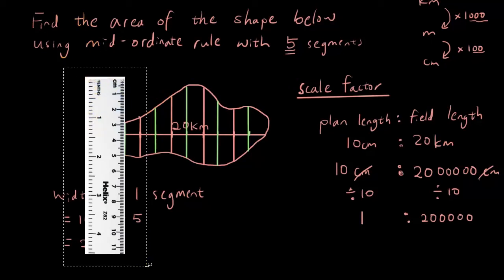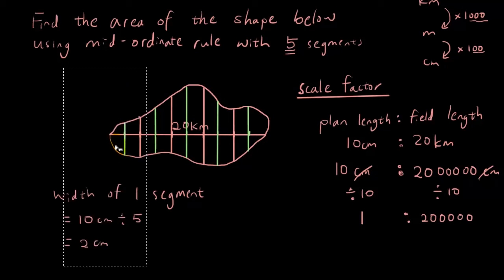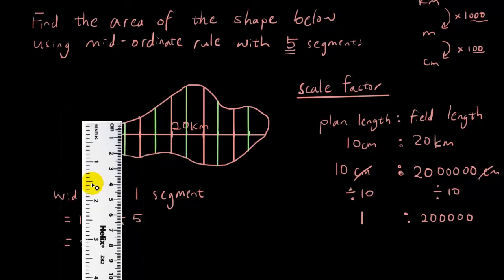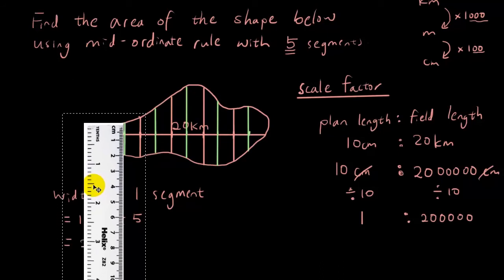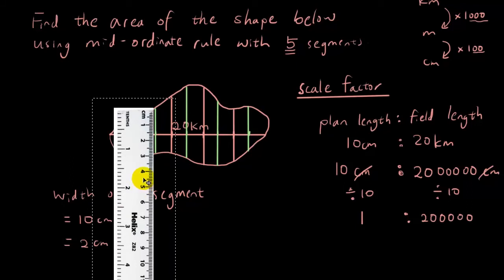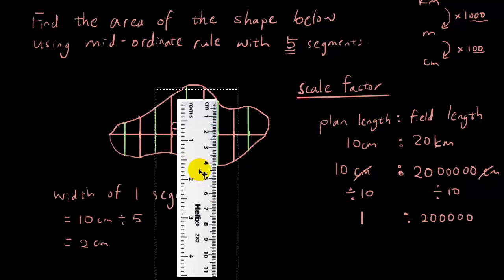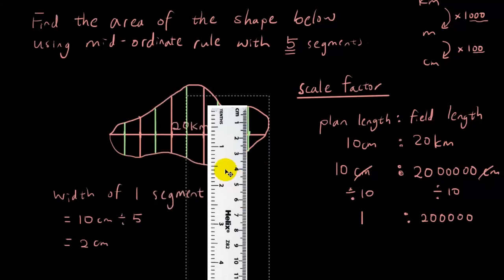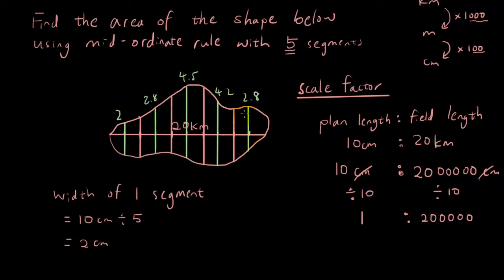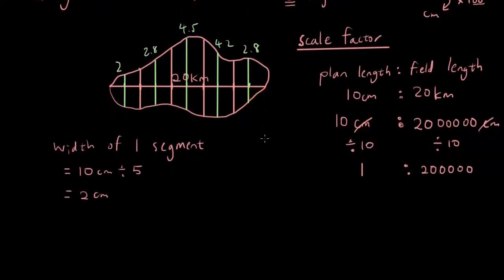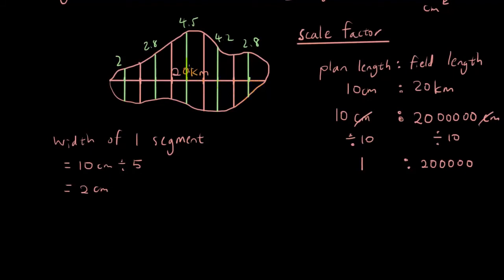And now we're going to measure each line and write the measurements down. So the first one is 2 centimeters, and then we have 2.8, 4.5, 4.2, and 2.8. So we have all of these mid-ordinate lengths, and the next thing we want to do is convert them to real life lengths, the field lengths, because right now they are just plane lengths. They're how long it is on the plane.